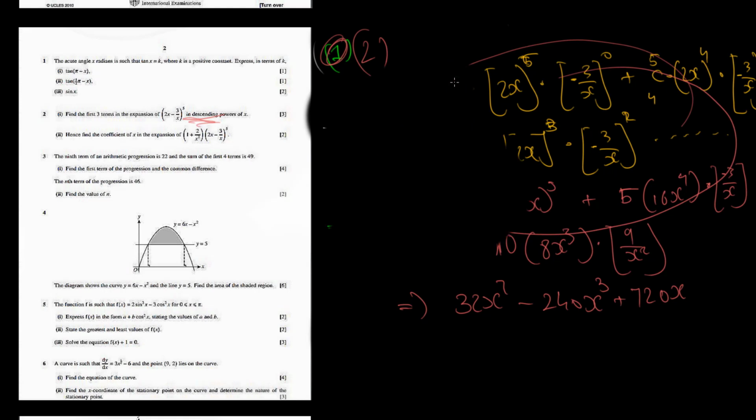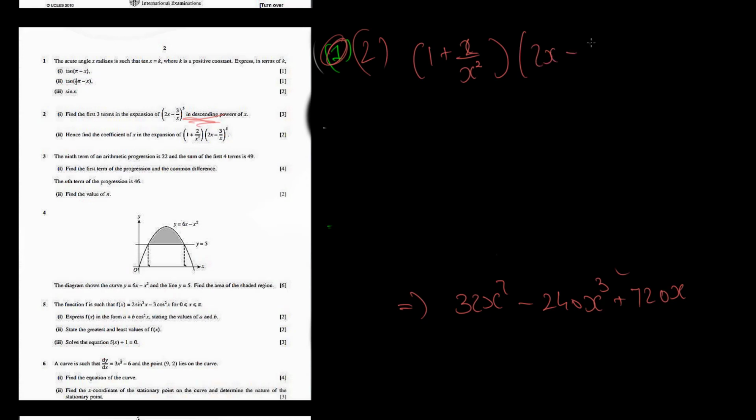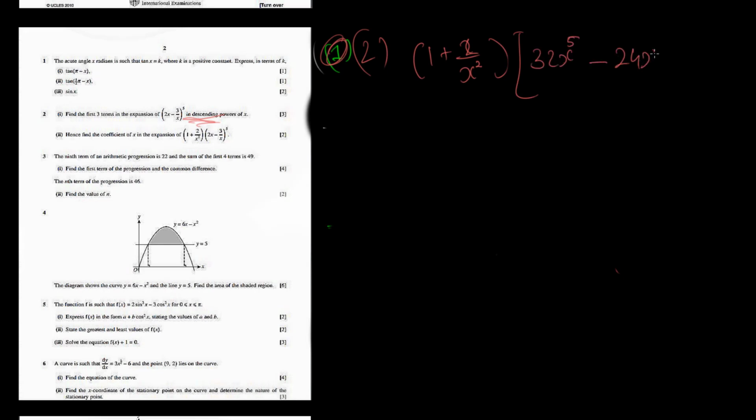Okay, so we have to find the coefficient of x squared in the expansion of the 2 terms. So if I rewrite it down, I have 1 plus 2x squared multiplied by 2x minus 3x raised to 5. Now I know the first 3 terms I found in my first part, so I can simply rewrite it using the terms I found in my first part. That would be 32x raised to 5 minus 240x cubed plus 720x. All I have to do from this point is expand.